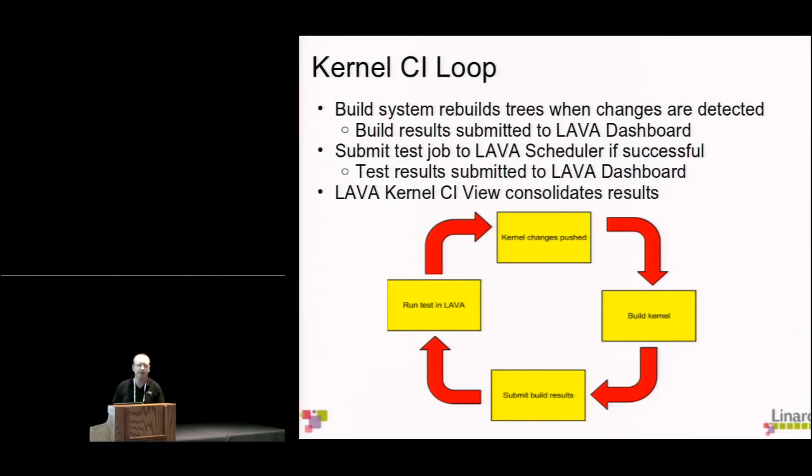Same kind of deal. Jenkins builds the kernel. If the build is successful, it submits the results. The only difference here really is it submits a build result for it as well, because that's something that our kernel engineers really care about tracking as a separate test result: did it build.